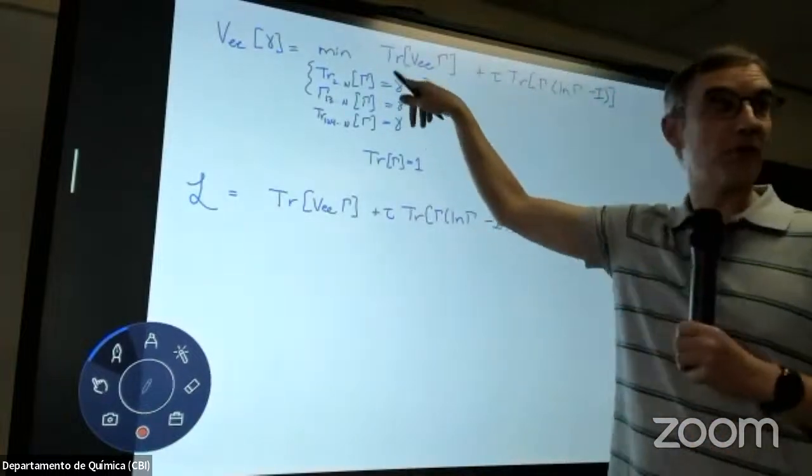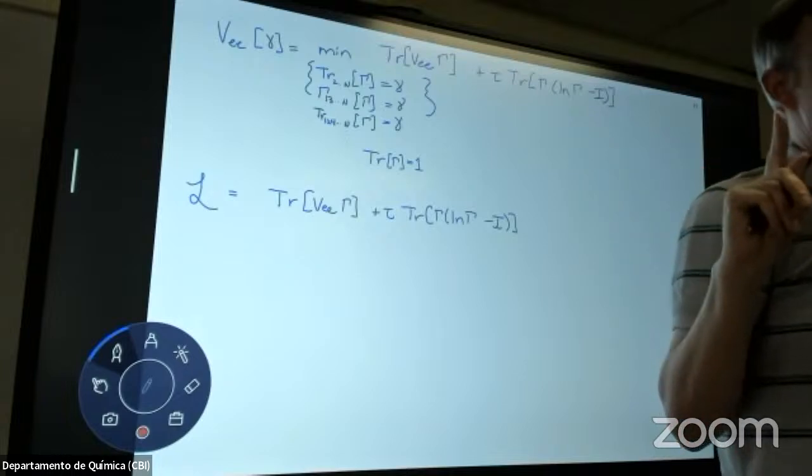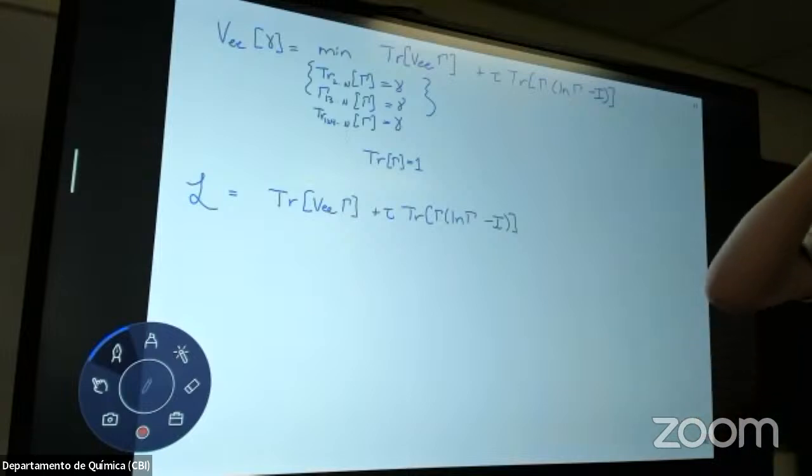Then I have Lagrange multipliers for these constraints. Now they're all kind of the same constraint, right? So I'm going to be really sloppy with it. I'm going to write it down for just one of them and know that I have n copies of this constraint, right?